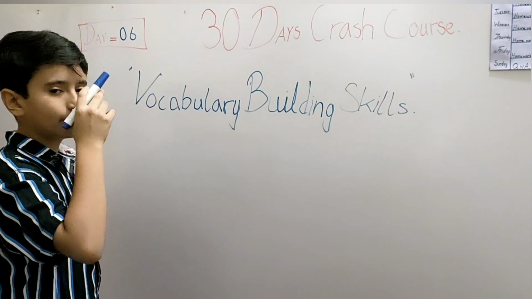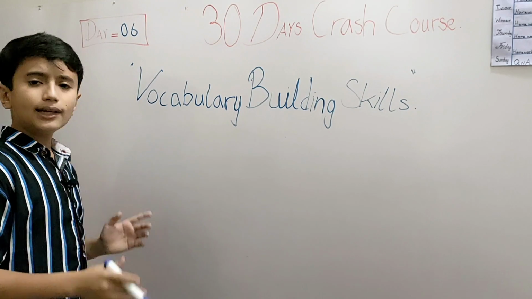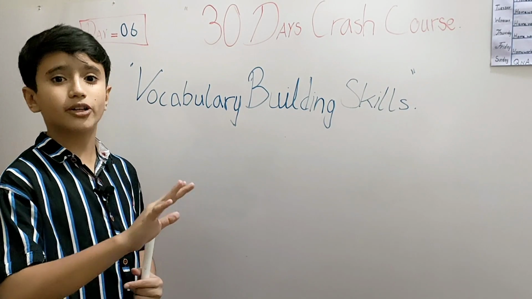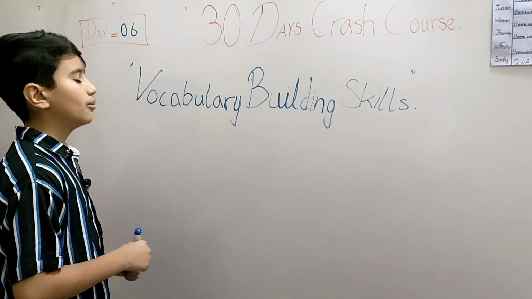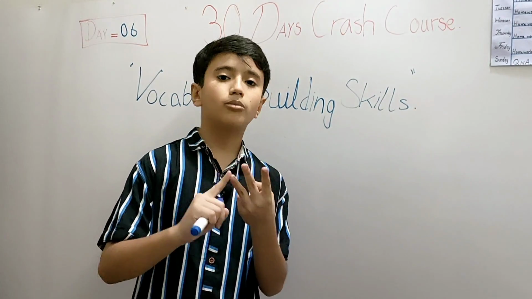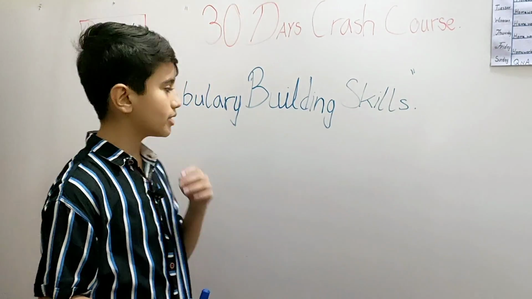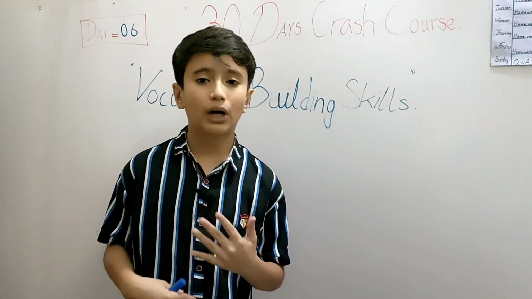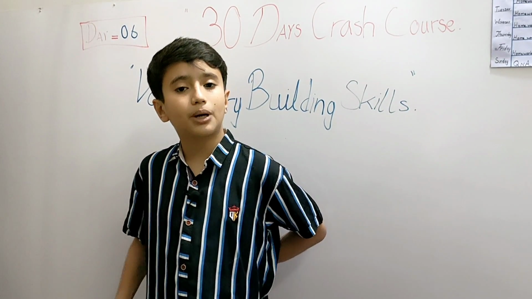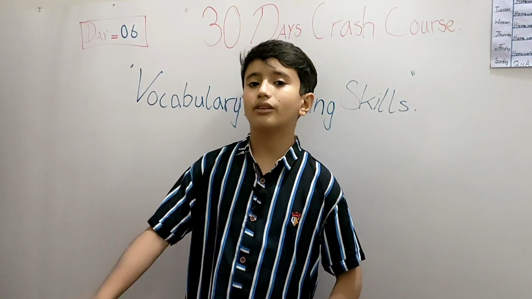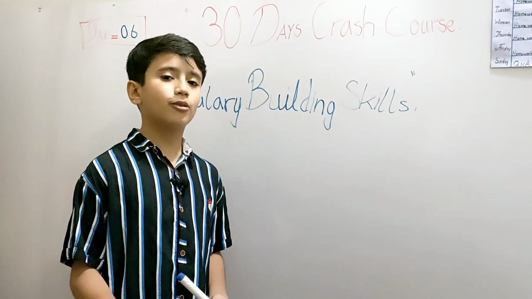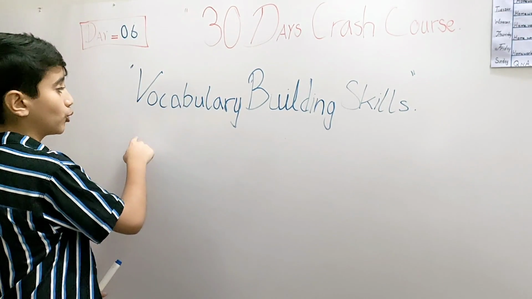So our 30 days crash course, and we are at day 6. Lately we have studied a lot of things in the past 5 days. First of all, the basic structure, which was subject plus verb plus object, both in passive and active voice. Then we studied articles, their pronunciation, vowels, and more regarding a and an. We also learned about positive, interrogative, and negative sentences, WH questions, and vocabulary building.